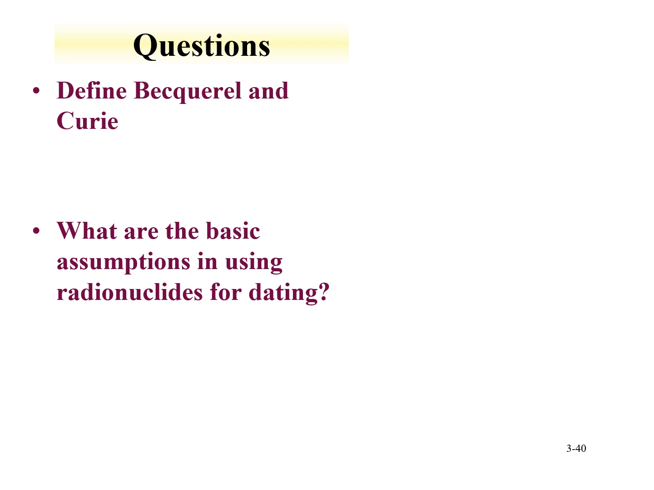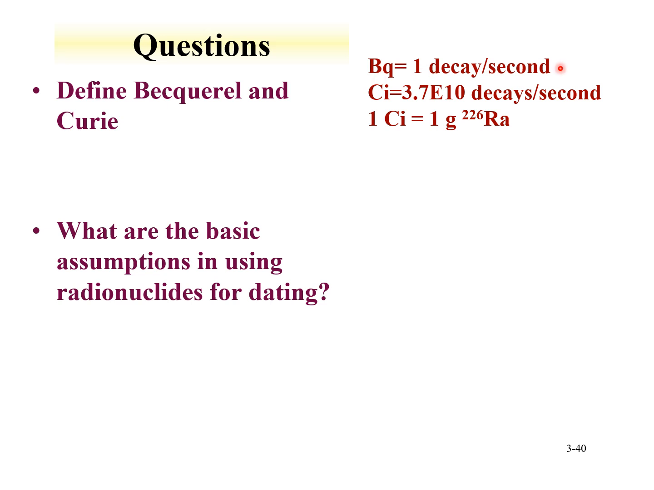We can also define the Curie and Becquerel. A Becquerel being 1 decay per second. A Curie, 3.7 times 10 to the 10th decays per second, where we saw that the definition of the Curie is based upon the activity of 1 gram of radium-226.